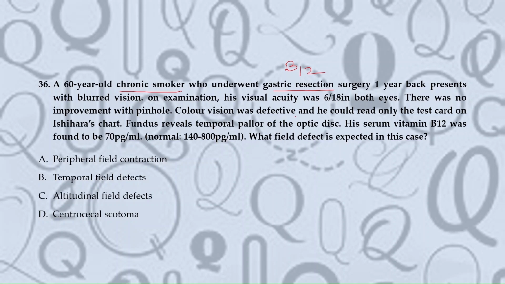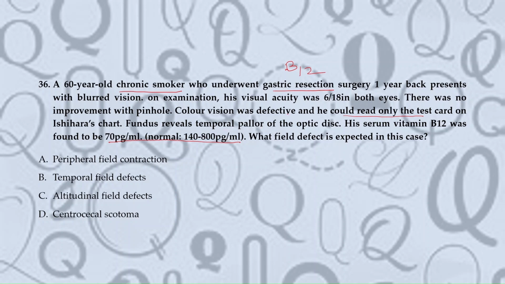Color vision was very bad, as they say that he could read only one test card on Ishihara's chart. Fundus reveals temporal pallor of optic disc. His serum vitamin B12 was found to be 70. So they have given all the points here for you to diagnose nutritional optic neuropathy.